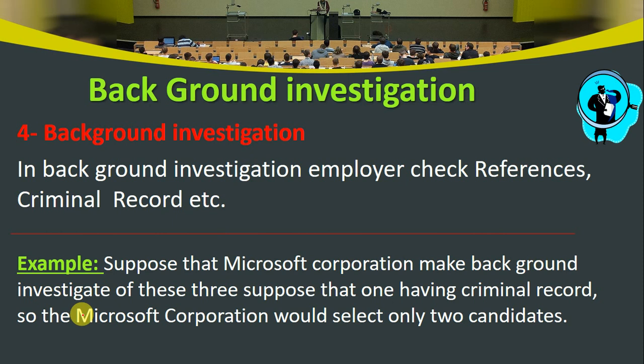اینجا که از background information که چی میگن سابقهش مطالعه میکنن، تحقیق سابقه رو ما میگیم که این کدام جرم خود نکرده، از کدام کارهای دیگه غیر اخلاقی خود انجام نداده که اگر باشه باز هم امکان داره که رو ریجکت کنه. Suppose that Microsoft Corporation make background investigation of these 3. Suppose that one having criminal record. So the Microsoft Corporation would select only 2 candidates.